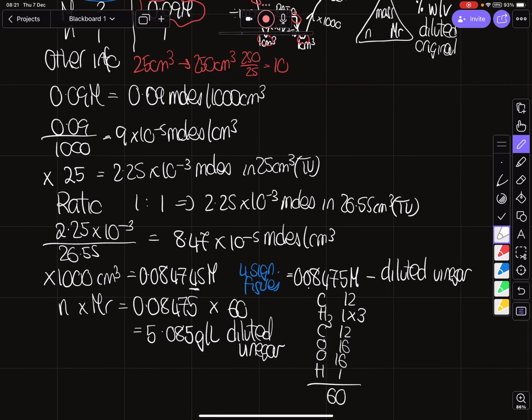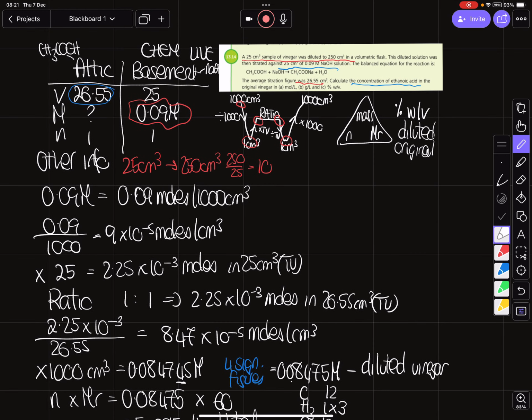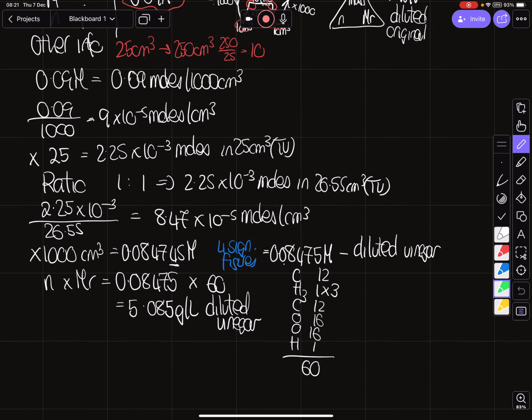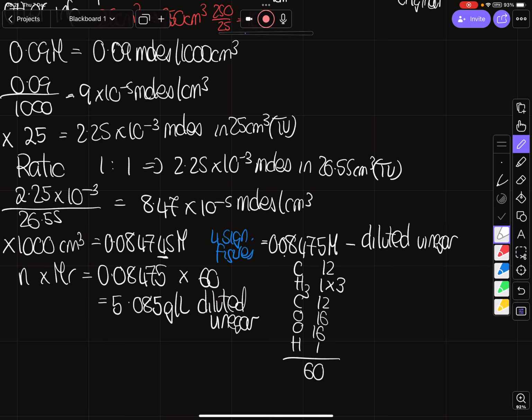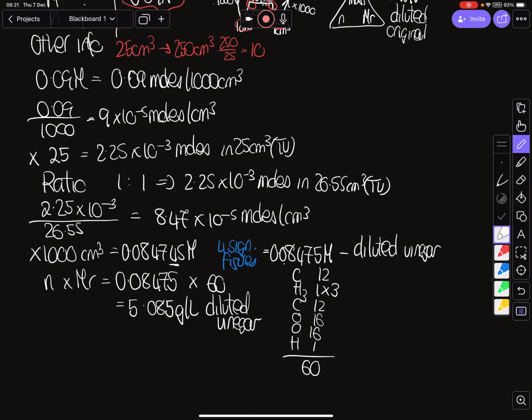So we've done everything that we normally do, and now we go back up and we just check our question. So up here it is asking us to calculate the concentration of ethanoic acid, which we've done, but it's now in the original vinegar, and it wants it in big M, in grams per litre, and percent weight per volume. So we go back and we find the relevant parts. So our first part is going to be this 0.0845. That's in our diluted.